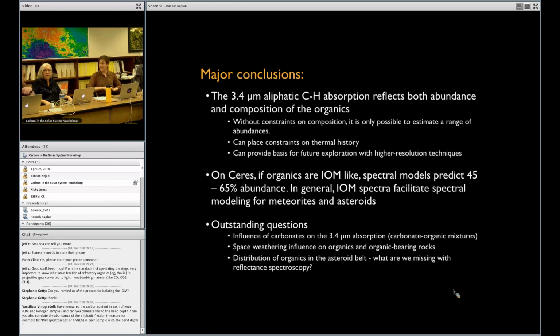I have a question. Yeah. So, in regards to deconvolving the carbonates, which is obviously hard, you said there's another band for carbonates at 3.4. And Simone showed that there's a spatial correlation between these organic rich regions and the carbonate rich regions. So, do you anticipate that when you account for that, it will lower this 45 to 65% IOM abundance considerably?